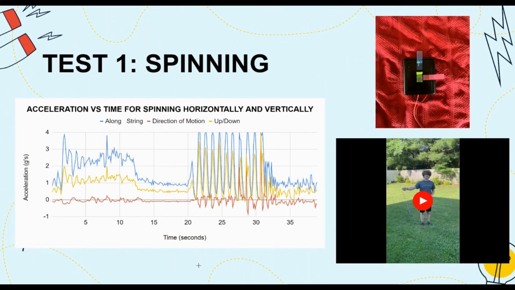Okay, so for the first test, we attached the accelerometer to a string and we had Zach spin it over his head and to his side. And we took a video of that, and this is what it looks like.